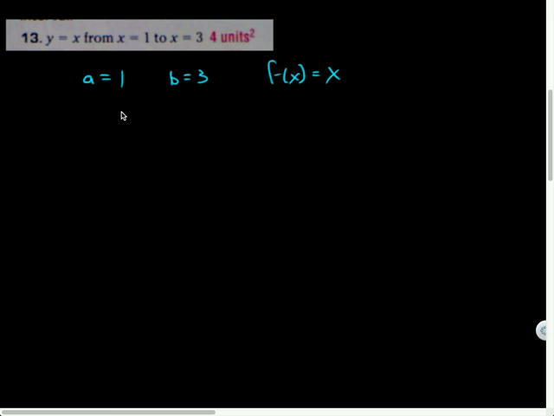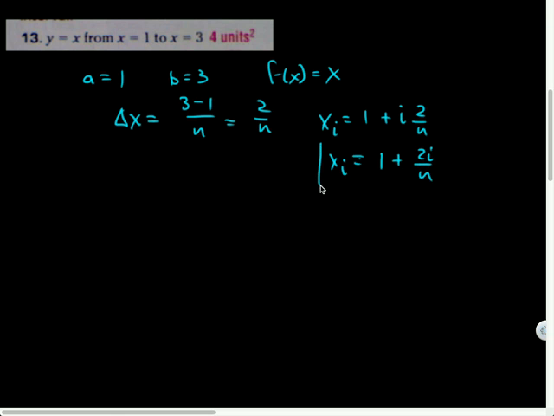So let's see, I can then find delta x. How would I find delta x? 3 minus 1 over n, so 2 over n. X sub i is going to equal a, which is 1, plus i times delta x, right? So x sub i is equal to 1 plus 2i over n. All right? So I've got all of my pertinent information here. So let's find the definite integral.